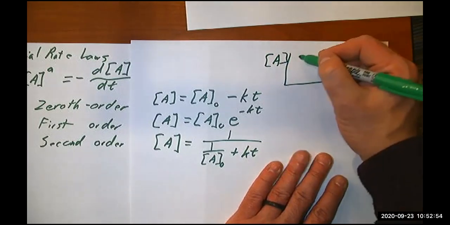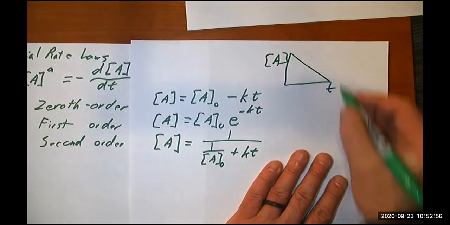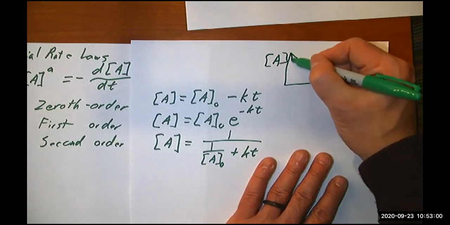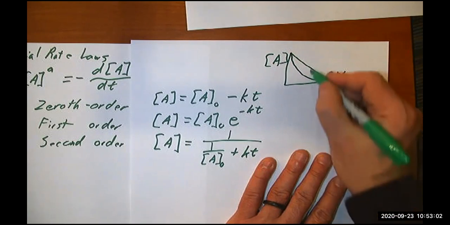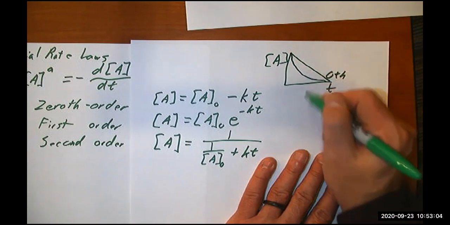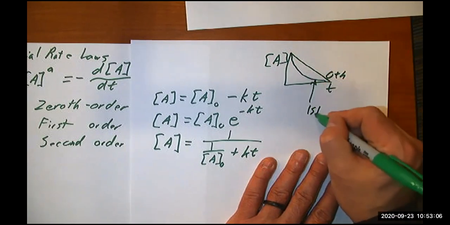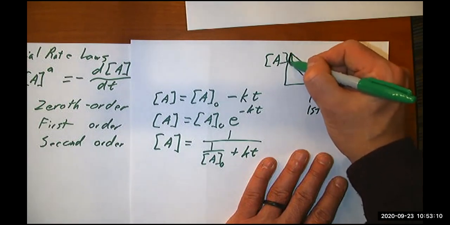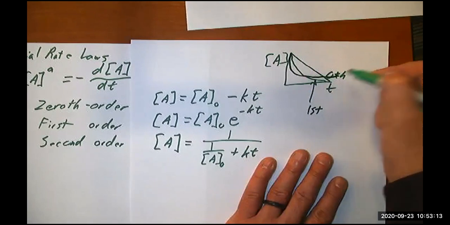Okay, so when you look at the plots of these, of concentration versus time, the 0th order basically is a straight line going down. The first order is a curve that looks like this. And the second order looks kind of like the first order, but it's faster at short times and it's slower at long times.